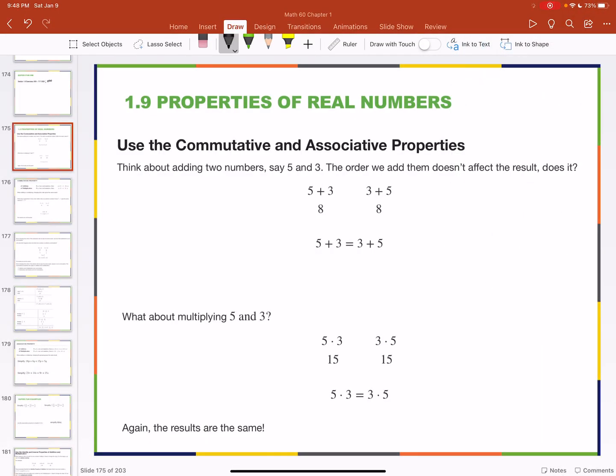Okay, welcome to section 1.9, which deals with real numbers and their properties. Some of the properties of real numbers are the commutative and associative properties. So we're going to first talk about the commutative property.